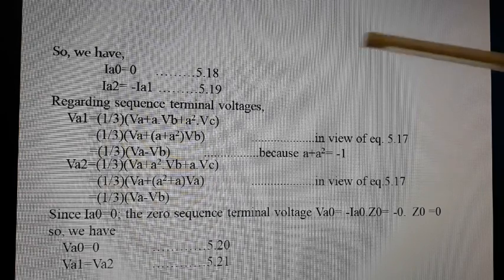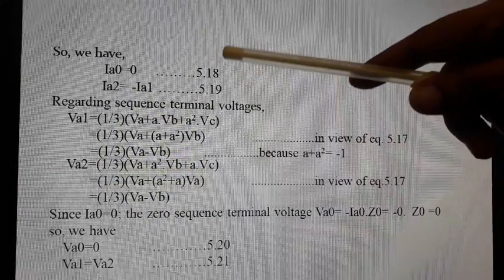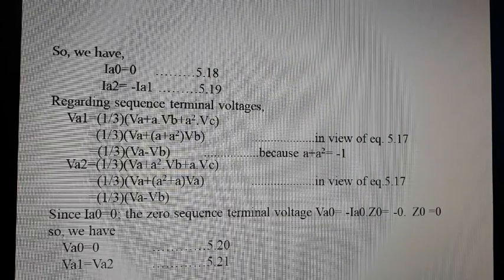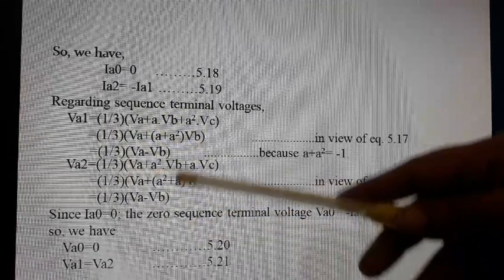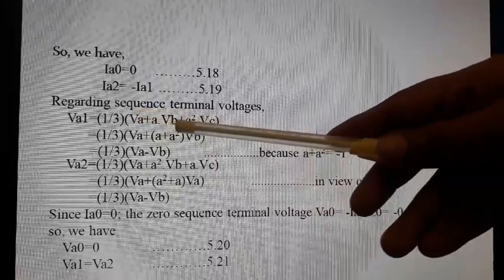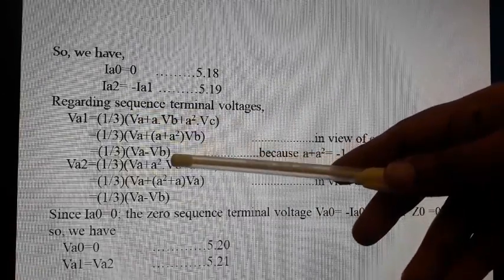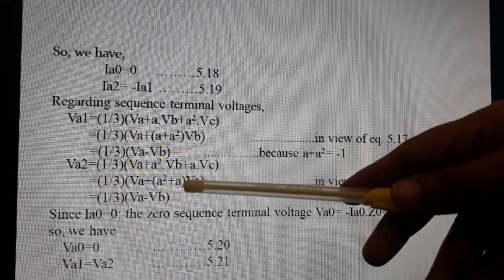So IA0 is 0; the zero sequence component is 0, but IA2 is equal to minus IA1. Also we see that VA1 is equal to VA2. So VA1 is 1 by 3 times, substituting from the terminal conditions, VA1 is 1 by 3 times VA minus VB.